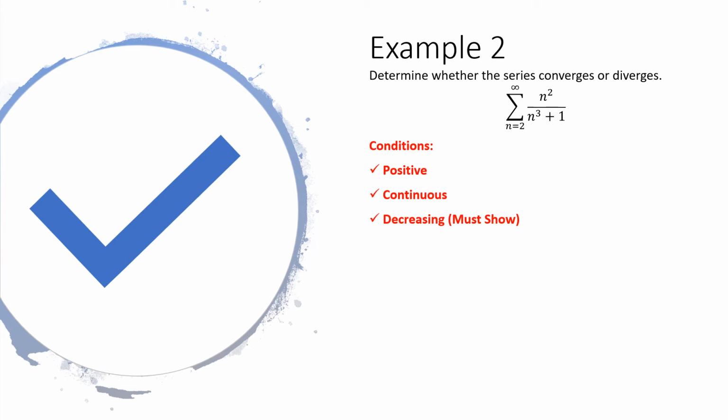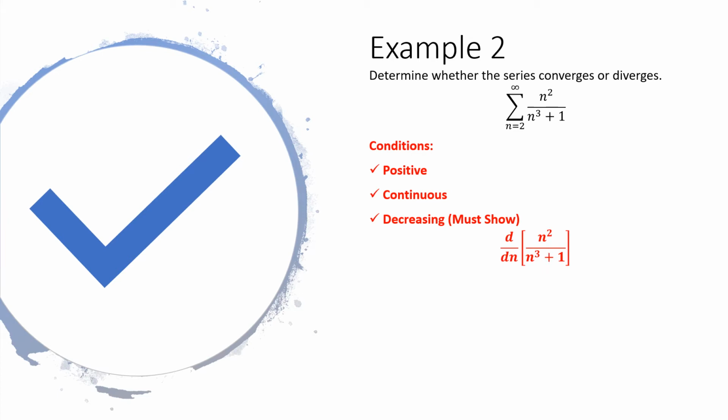And then decreasing, again, I must show. Now, again, I can show that the term I'm on is greater than the next. Or, like I was saying in the previous example, I can go ahead and just take the derivative. And so for this, I think it will be a little bit easier just to take the derivative and show that the derivative is negative.